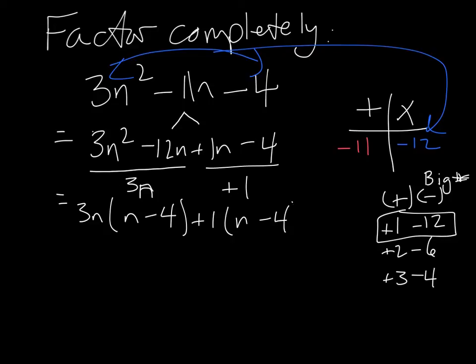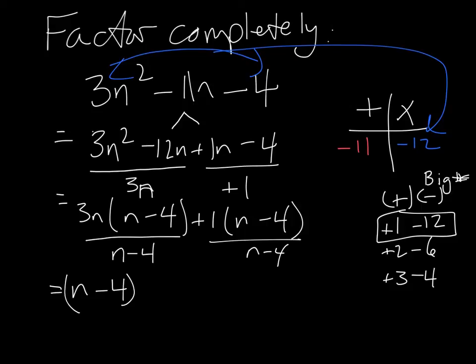Like I said before in class, if you have these two matching what's in the brackets, you know you're in a good place. And so I know I'm in a good place. I'm now going to factor out these common factors of n minus 4. I write n minus 4 because I've factored that out, and then I write what's left over, and so I've got 3n plus 1. Those are my factors.